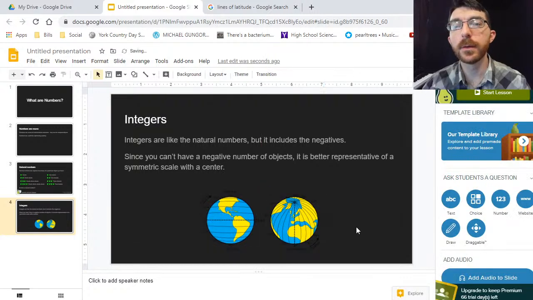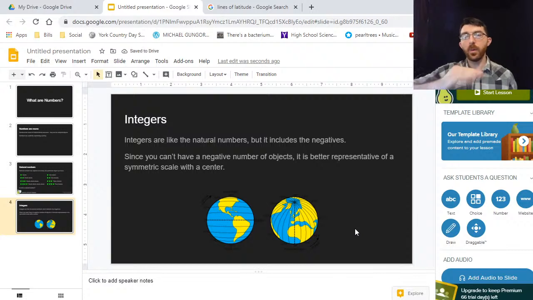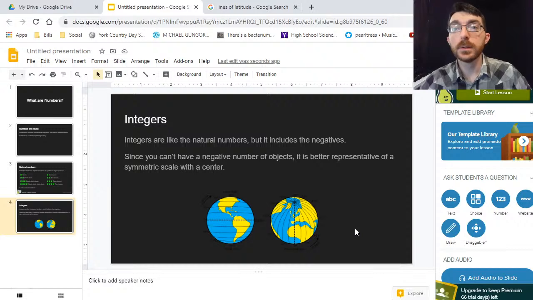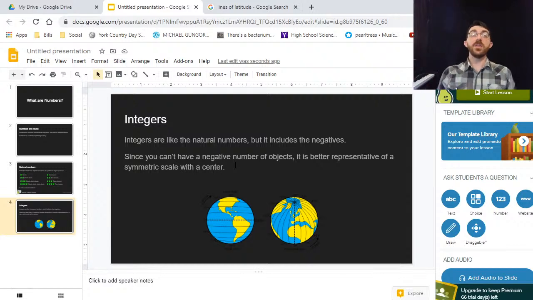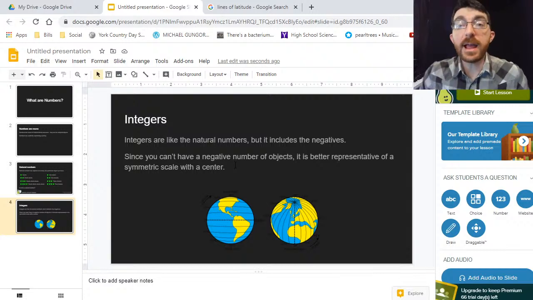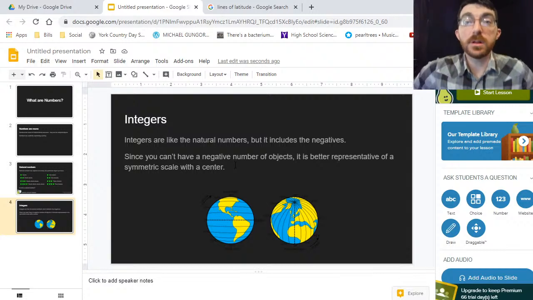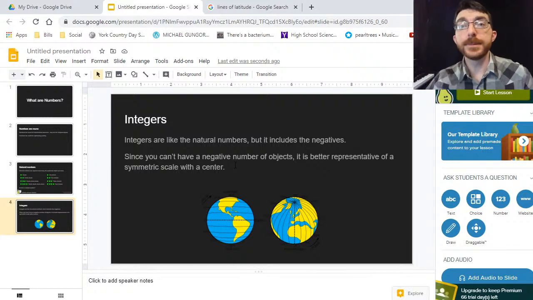All right. So the idea is that the equator is like the center, and you could go 10 degrees above or 10 degrees below, but the point is you could go either way. That's the point. It's symmetric. You can't have a negative number of objects. It's better representative of a symmetric scale with the center. So here is the thing. People think about negative numbers like they are the evil twins of all the positive numbers, and that is just absolutely nonsense. They're just the numbers on the other side.